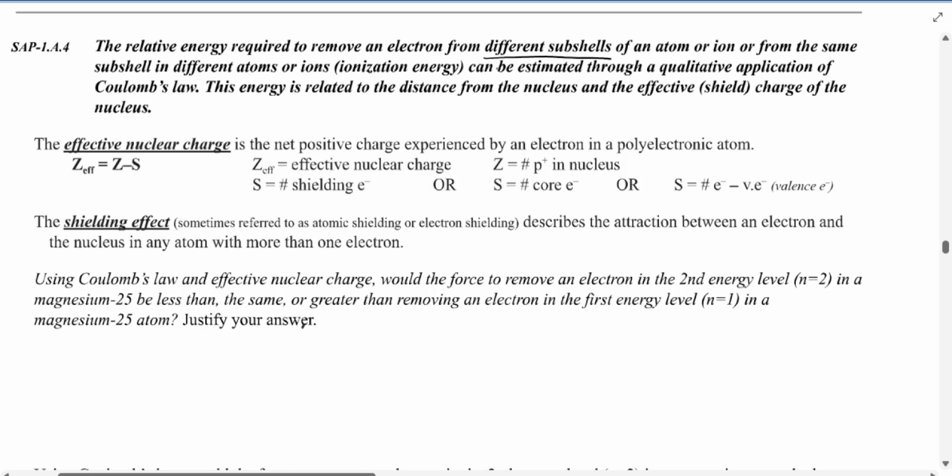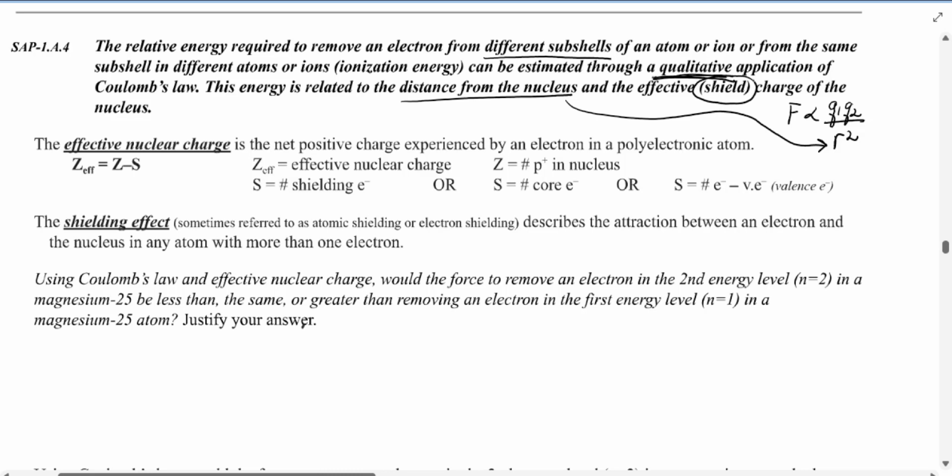Can be estimated through a qualitative application of Coulomb's law. So we are not going to actually calculate anything when it says qualitative. All we do is compare. The energy is related to the distance from the nucleus. Therefore, just as a reminder, Coulomb's law is the force is proportional to charge 1 times charge 2 over r squared, and that is the distance from the nucleus. And the effective charge of the nucleus.